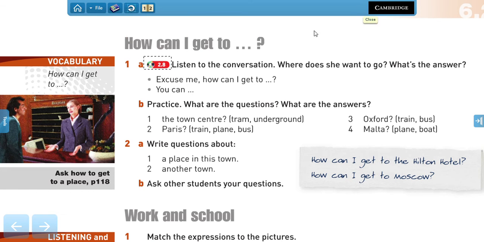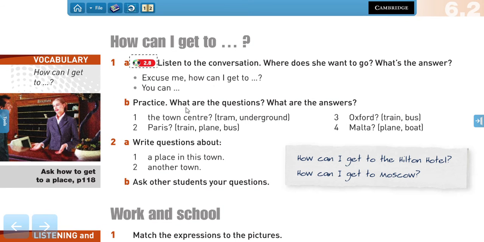Okay, so the question was, excuse me, how can I get to the airport? Well, you can go by train or by taxi, right? By train or by taxi. Now, practice the same structure, but now with these words. So you create the question and then you create the answer with what you have here in parentheses.